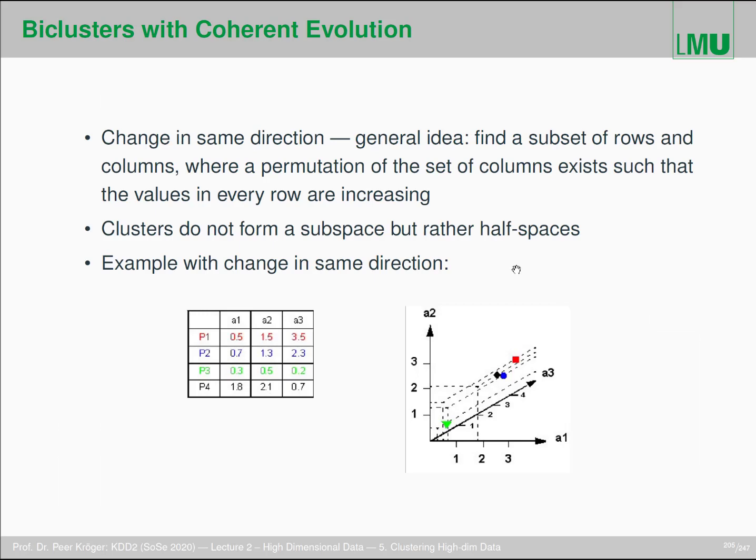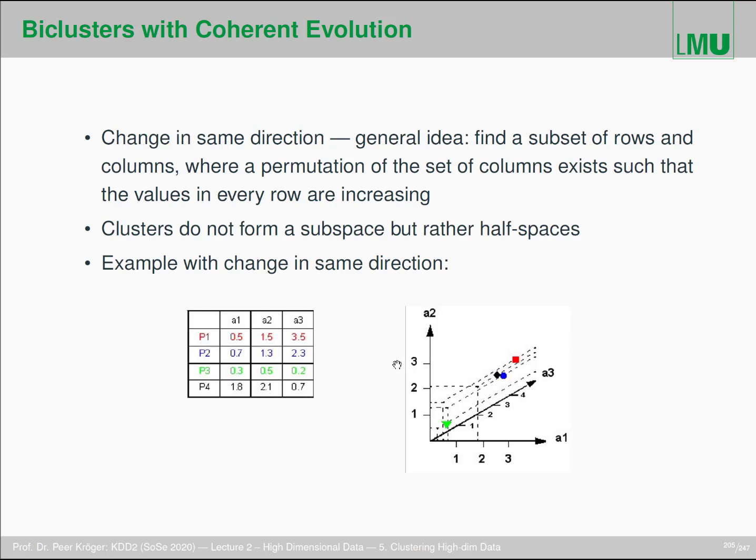And last but not least, change in the same direction is again coherent evolution. So the general idea is to find a subset of rows and columns where a permutation of the set of columns exists such that the values in every row are increasing. So you see here again that the values are increasing if you find the correct permutation, which is easy here, of course. In that case, clusters do not form a particular subspace, but rather a half space.